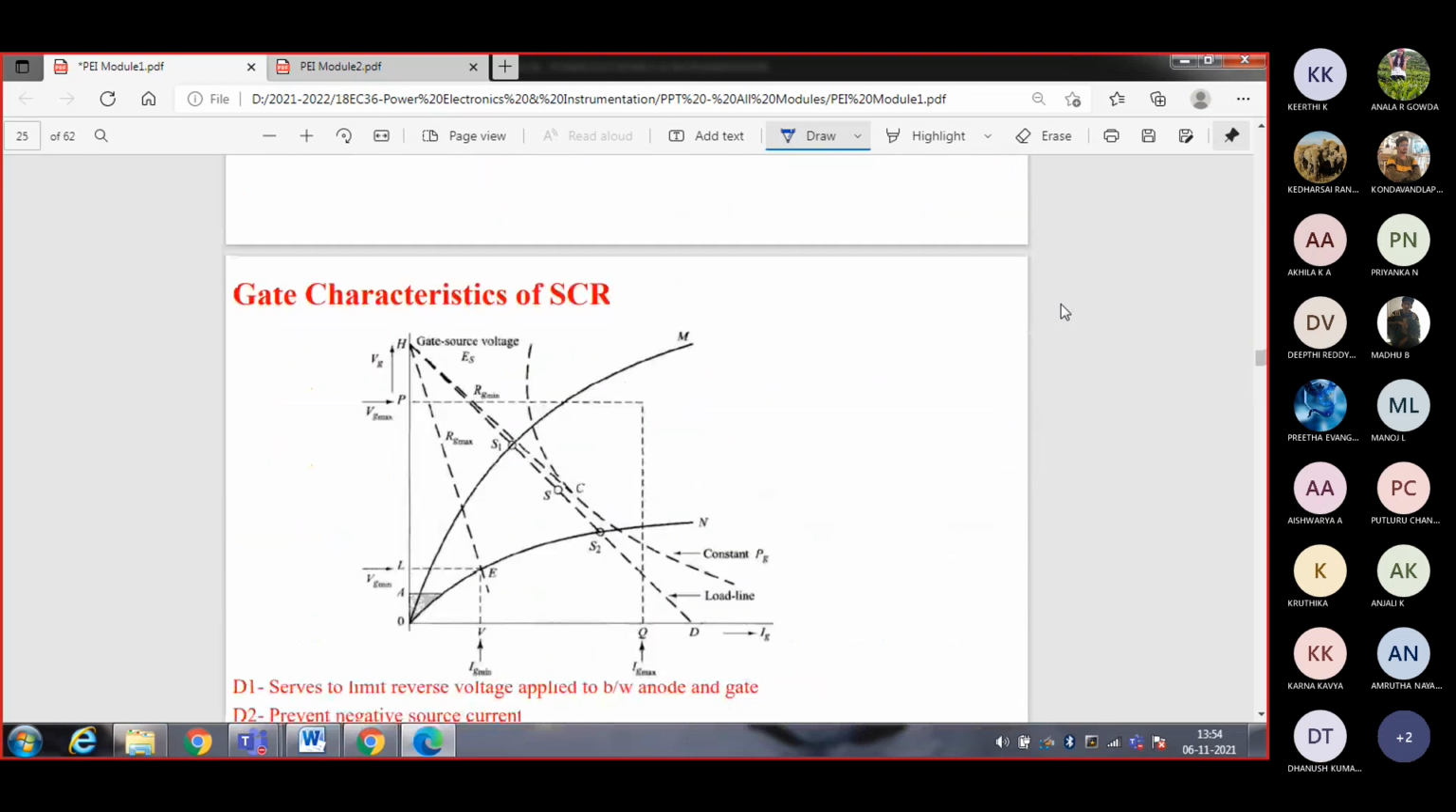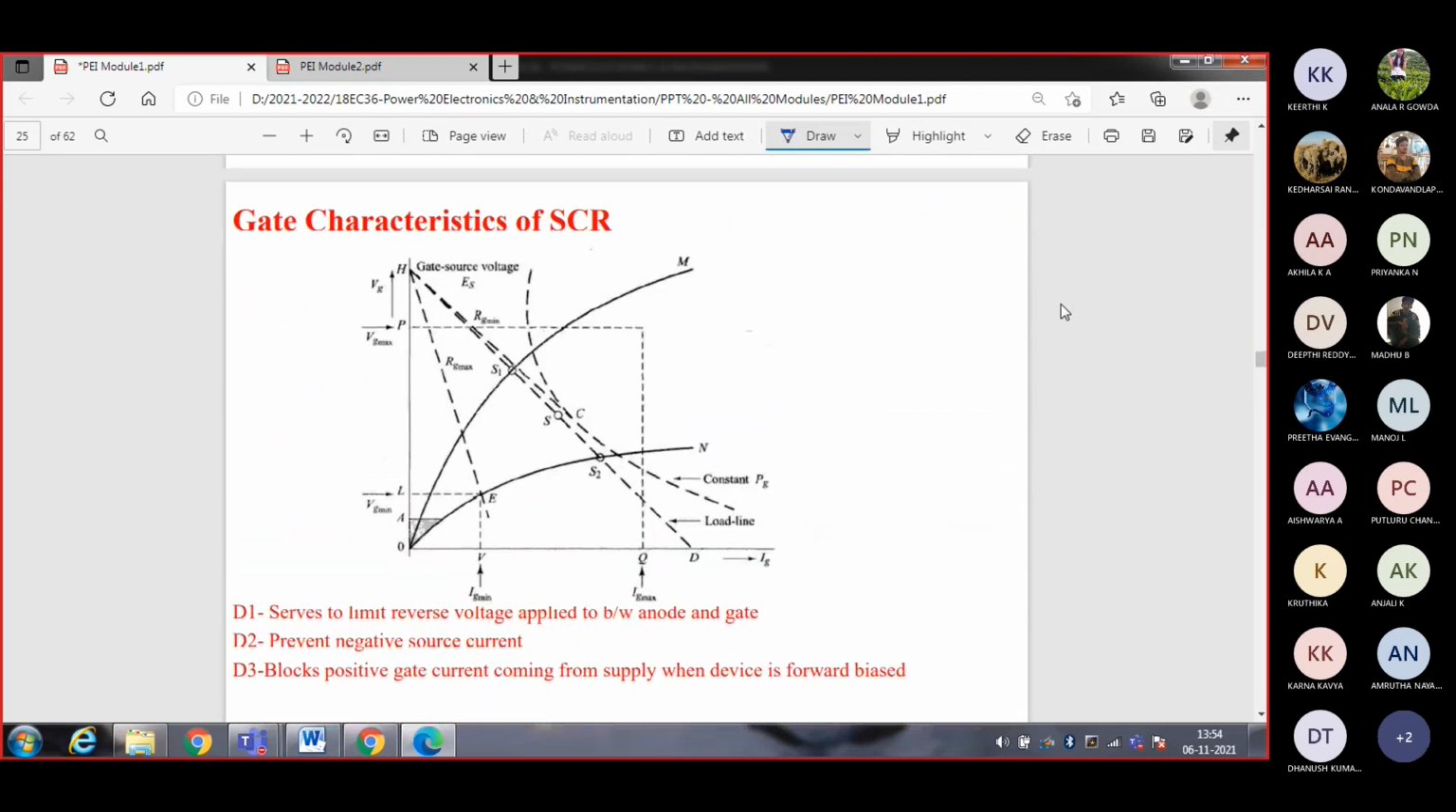Next question, gate characteristics. I have told you there are two regions: one with very low and one with very high voltage and current. So we should have VG minimum, IG minimum, VG maximum, IG maximum. There is gate current and gate voltage, we should know that. Once you know that, it will be easy for you.